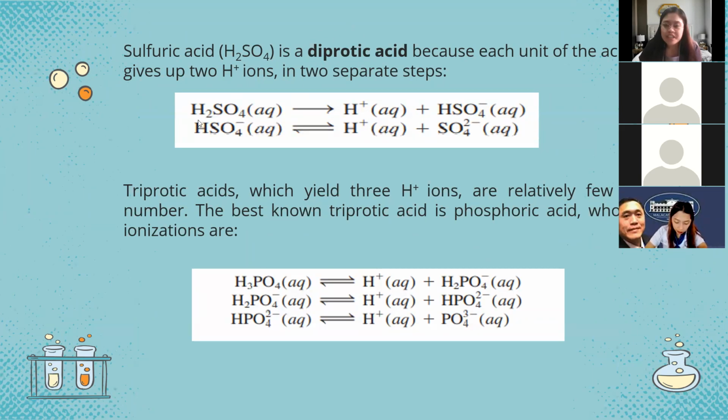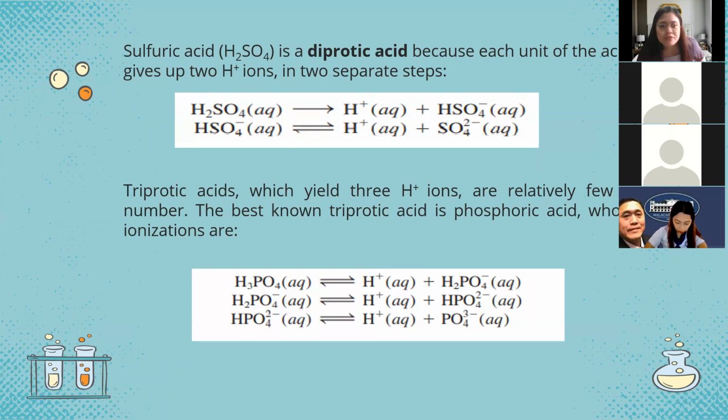So, di ba, the original chemical formula for sulfuric acid is H2SO4. The first round of the reaction, it will give off 1 hydrogen, and then you'll have the ion here, HSO4, or the hydrogen sulfate. And then, further ionization of the hydrogen sulfate will give you another hydrogen. So, dalawang hydrogen na yon, and then you will be left with a sulfate ion. So again, since dalawa, we call it diprotic.